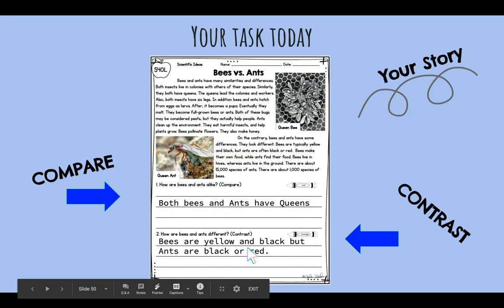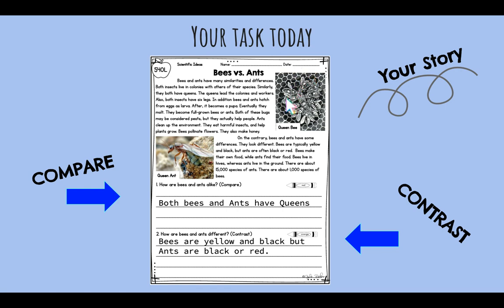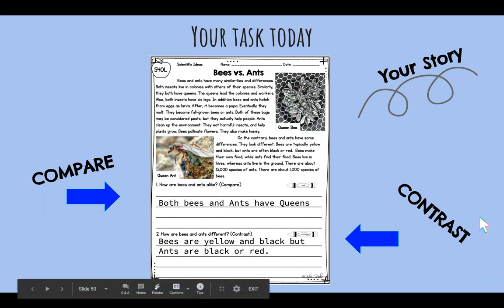Okay, moving right along, friends. So this is your task for today, all right? And if you haven't noticed yet, we have been working a lot here lately with comparing and contrasting.